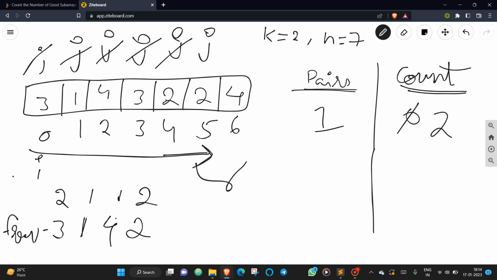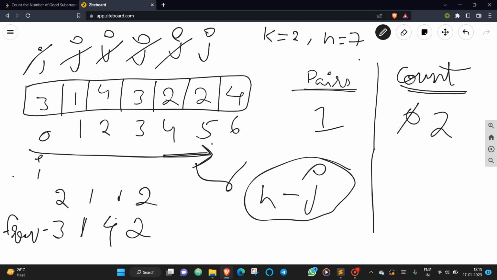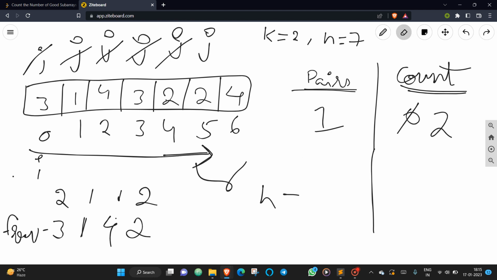How can you get that? That is n minus j. You should add the count with n minus j. That is 7 minus 5 will give you 2, right? Because these two are good subarrays. Starting from the 0, these two are good subarrays, and you can observe that.